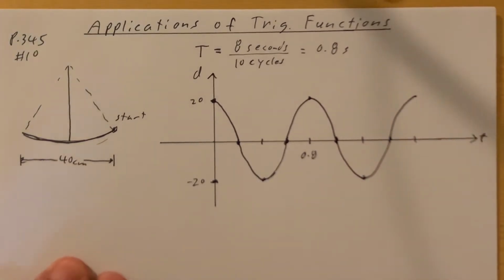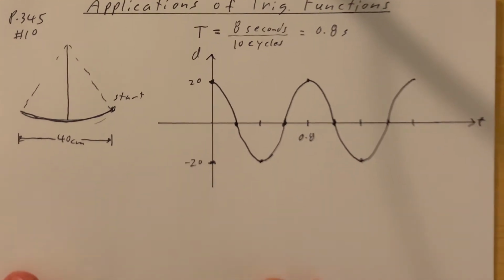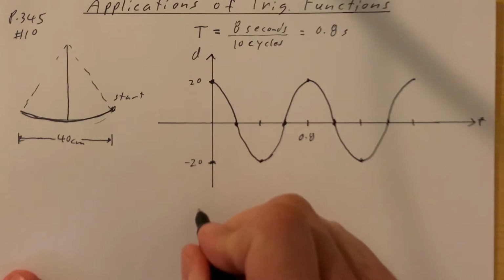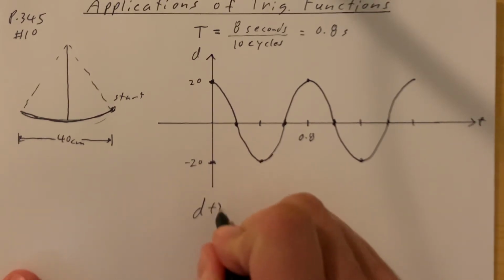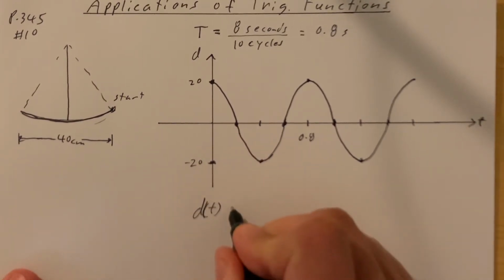Okay, and that would be the graph that they're looking for for part A, or a sketch of it. Now we have to come up with the equation of this function. They want it in terms of sine, so d of t is the function notation for this.